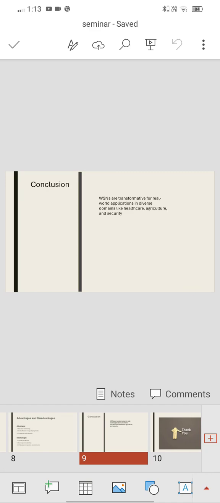Next is conclusion. In this presentation we saw the architecture of wireless sensor network, what is wireless sensor network, objectives and scope of wireless sensor network, and some advantages and disadvantages. Wireless sensor networks are transformative for real world applications in diverse domains like healthcare, agriculture, and security.